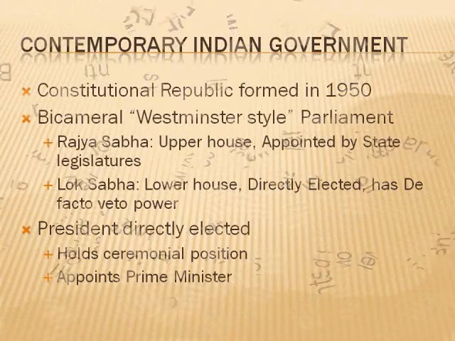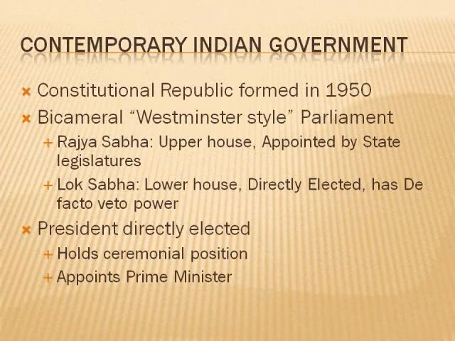Modern-day Indian government was formed as a constitutional republic in 1950, where everyone had the right to vote, and it was formed as a secular, non-religious government. Its legislature is composed of a bicameral Westminster or English-style government consisting of 2 houses. There's the upper house, or the Rajya Sabha, which is appointed by state legislatures indirectly, and then there's the Lok Sabha, the lower house, which is directly elected. The Lok Sabha actually has de facto power due to its ability to veto the Rajya Sabha in joint sessions of Congress. The President of India is directly elected, but holds a ceremonial position, and his job is to appoint the Prime Minister.